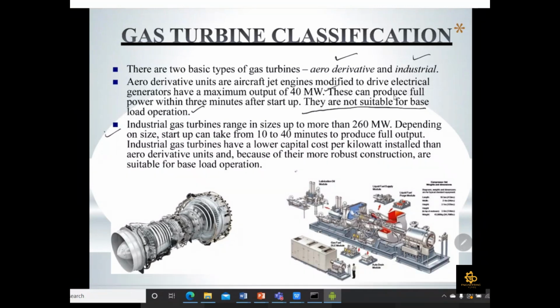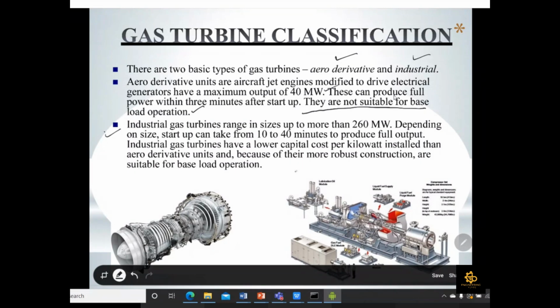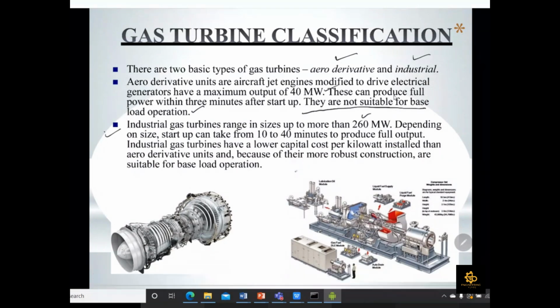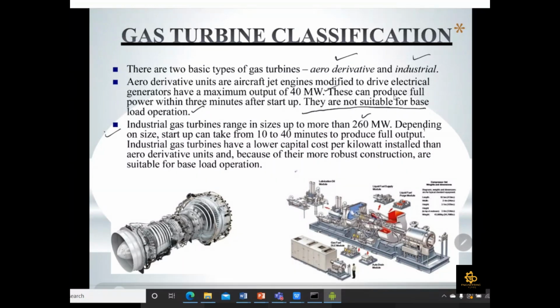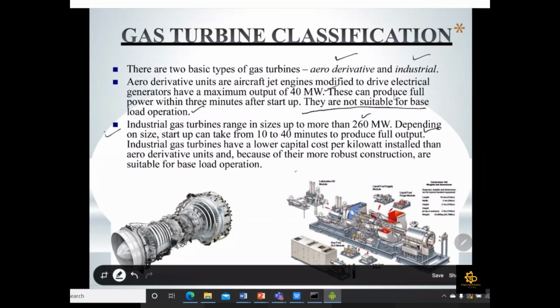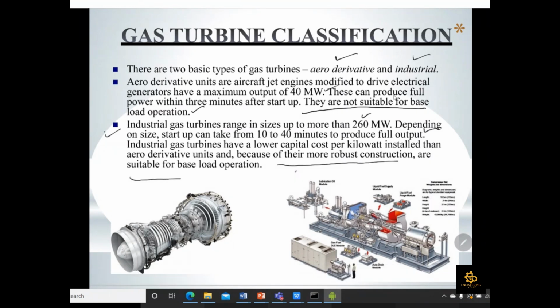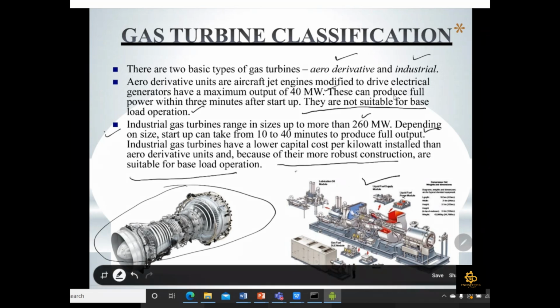Then there are industrial gas turbines, ranging in size up to more than 260 megawatts. Startup can take from 10 to 40 minutes to produce the full output. Industrial gas turbines have a lower capital cost per kilowatt installed than aeroderivative units because of their more robust construction, and are suitable for base load. Here, this is the industrial type, a very big unit used to produce power, and this is the aeroderivative type, which is used in jet units.